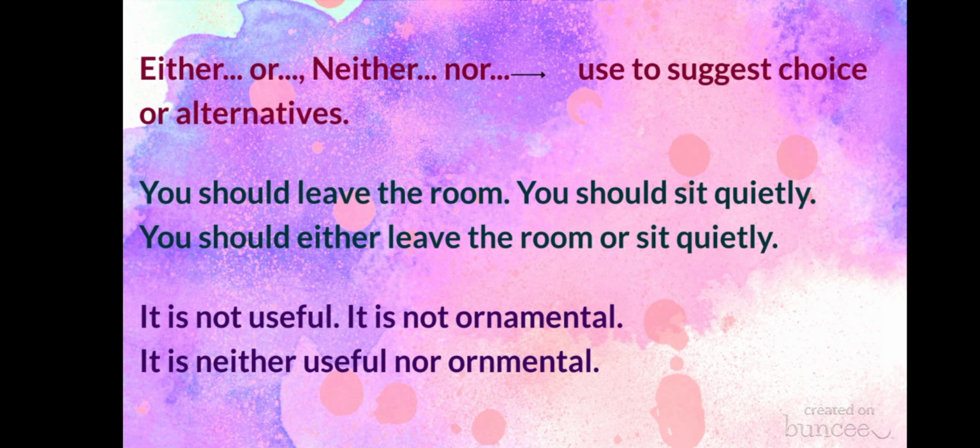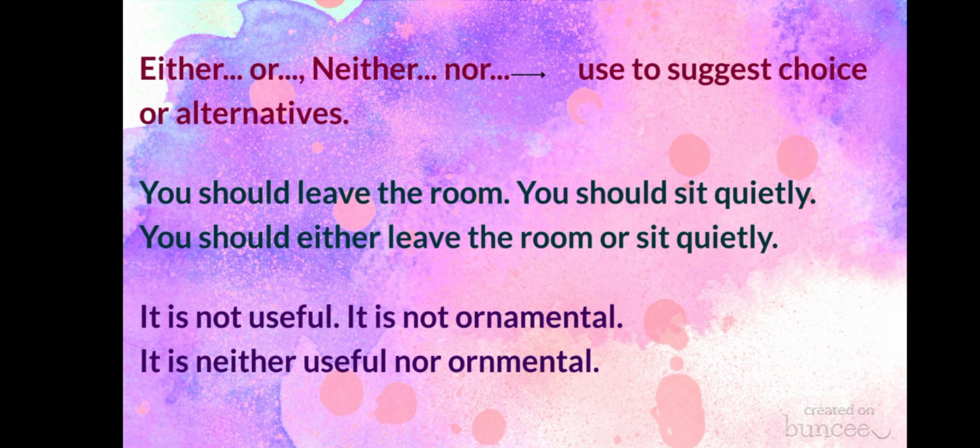Next is either or, neither nor. They are used to suggest choice or alternatives, same like or. Mostly we use them when there are two options. For example, you should leave the room, you should sit quietly. Again, here two choices are given. So two alternatives are given. You have to choose anyone.